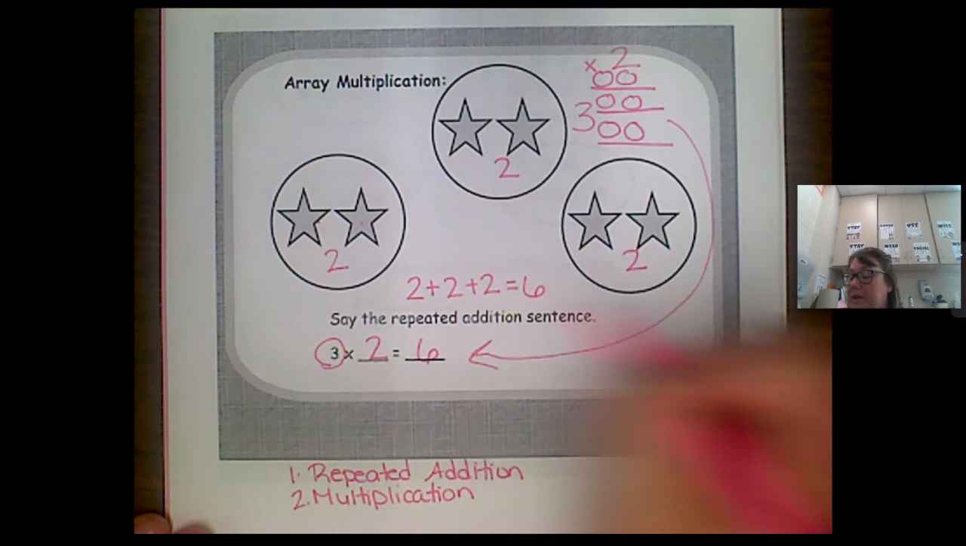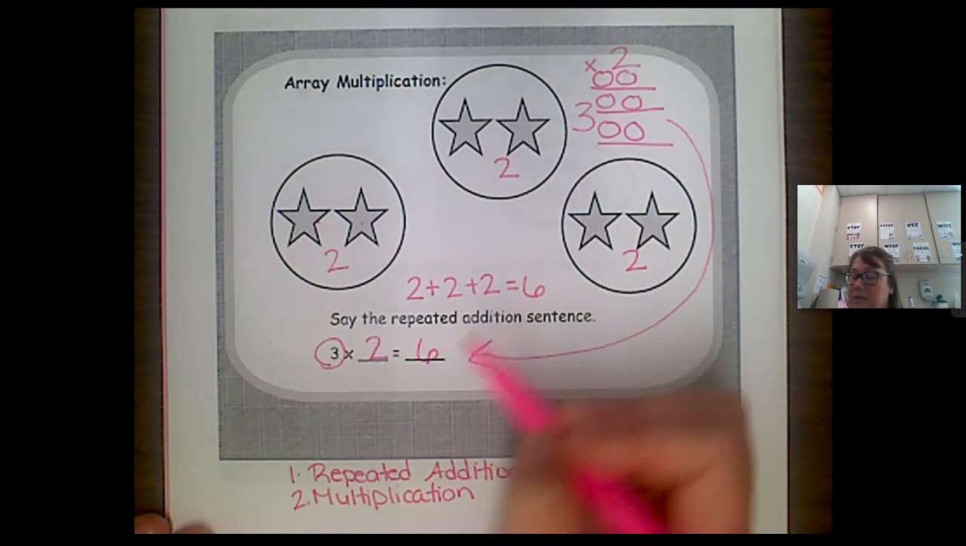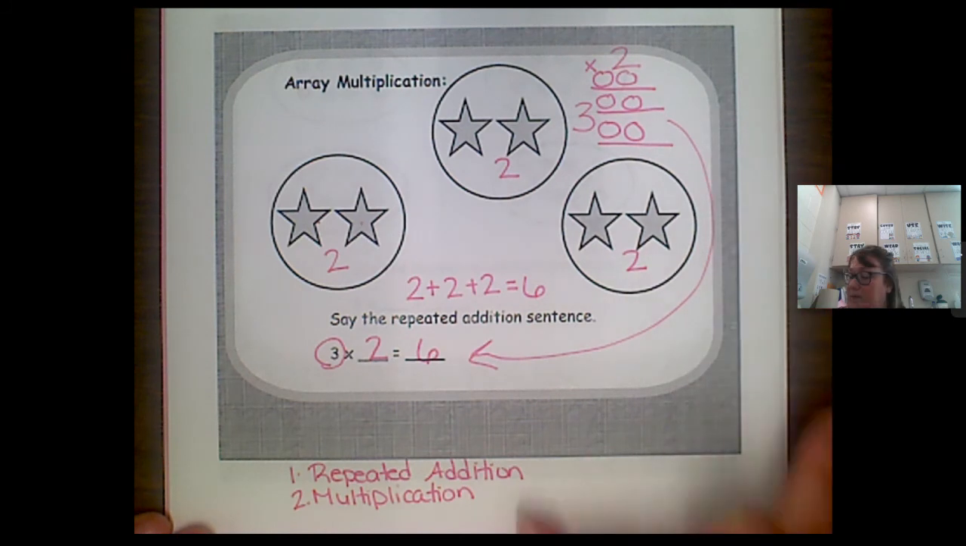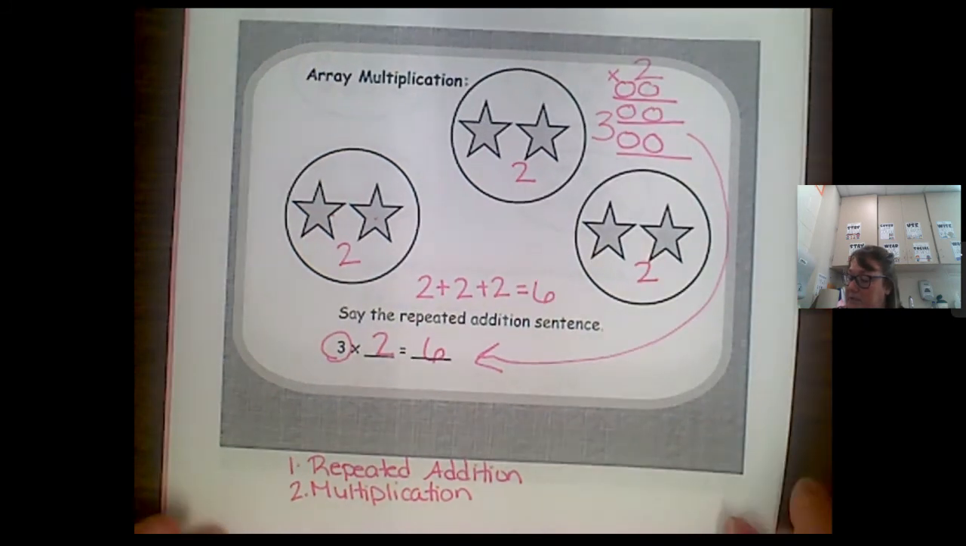With this picture, we just wrote a repeated addition sentence, we wrote a multiplication sentence, and we were able to take that picture and turn it into an array. So nice work. Okay, let's move on to our next one.